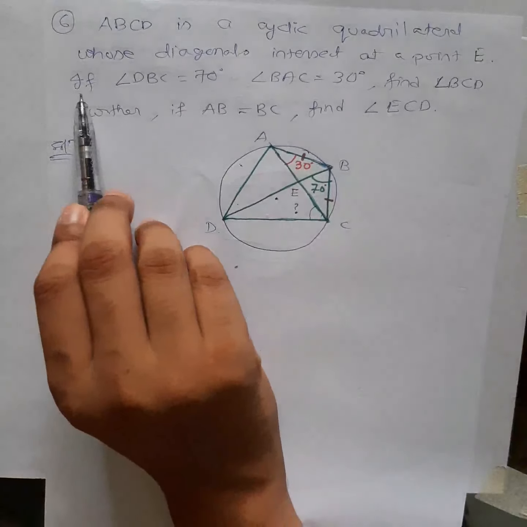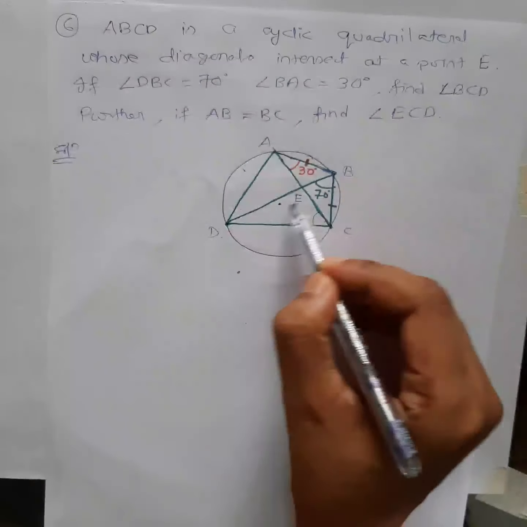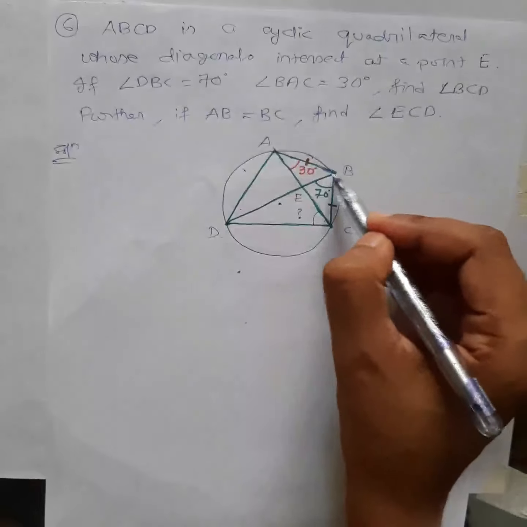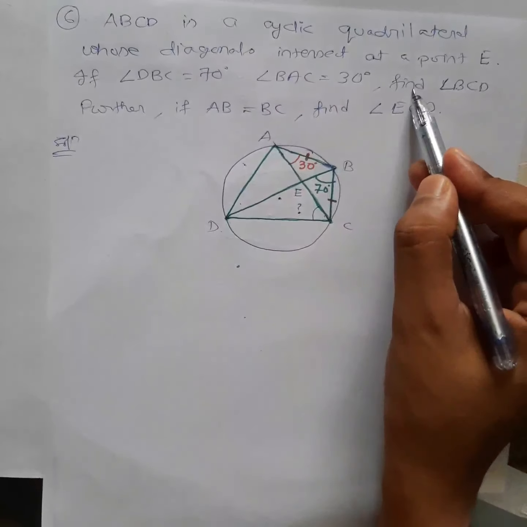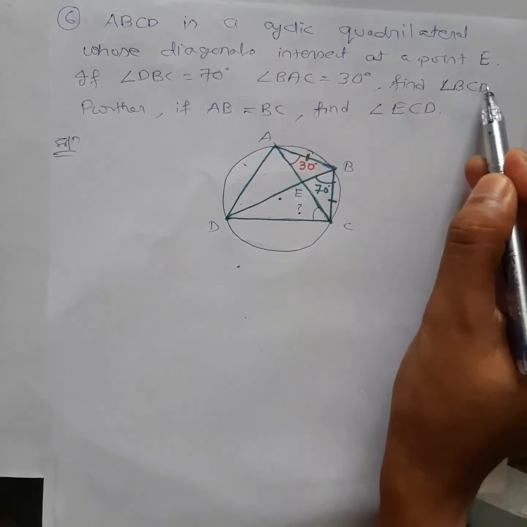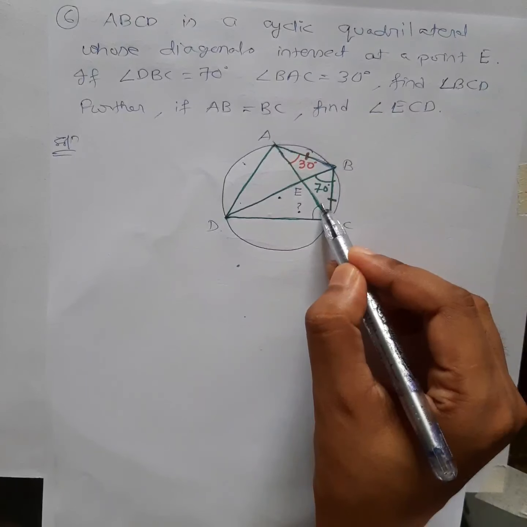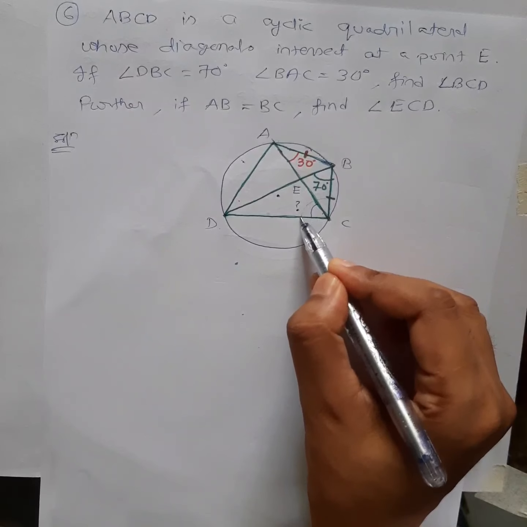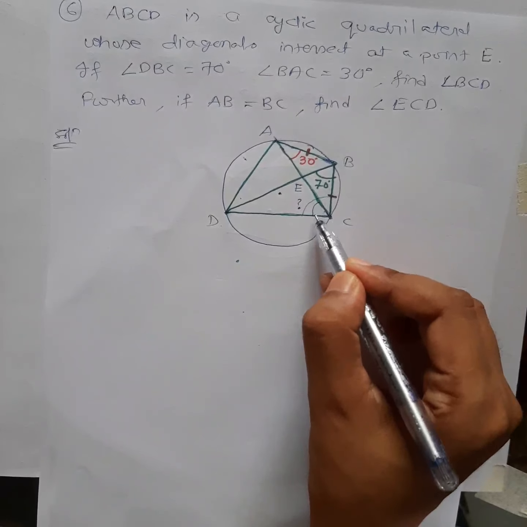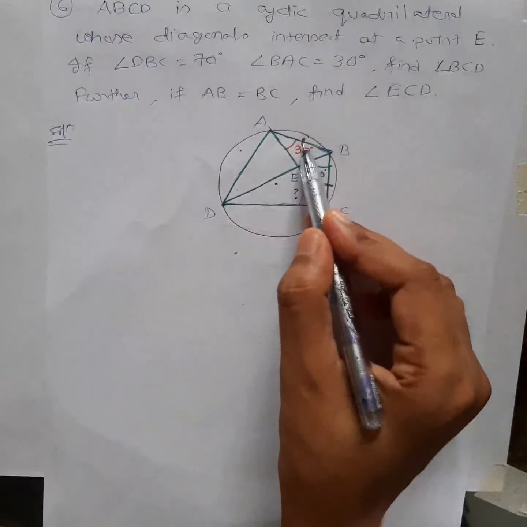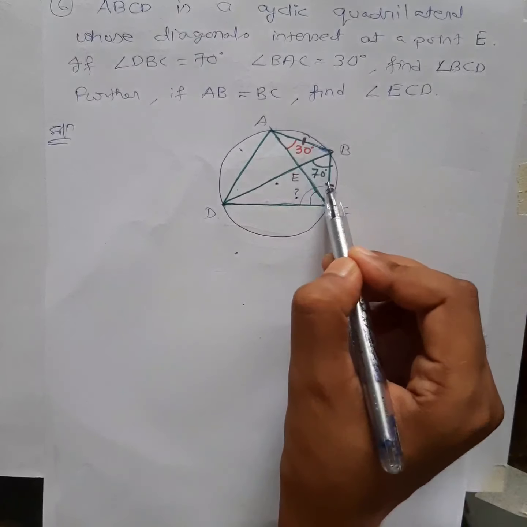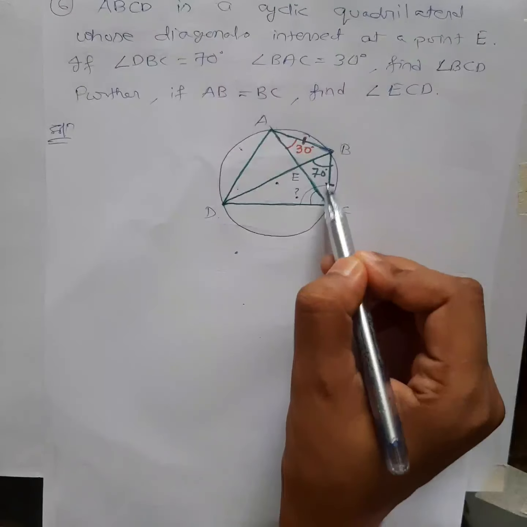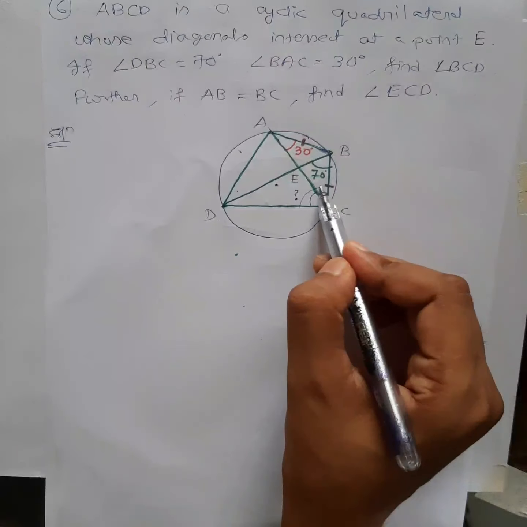Find that one. If DBC, this angle, is given 70 degrees, I have already drawn. BAC is 30 degrees, already drawn. Now they have asked you to find angle BCD. This angle you have to find out. And then this angle also you have to find, ECD also. And they have given this and this also equal, okay? Means this one is an isosceles triangle, you can say, okay?